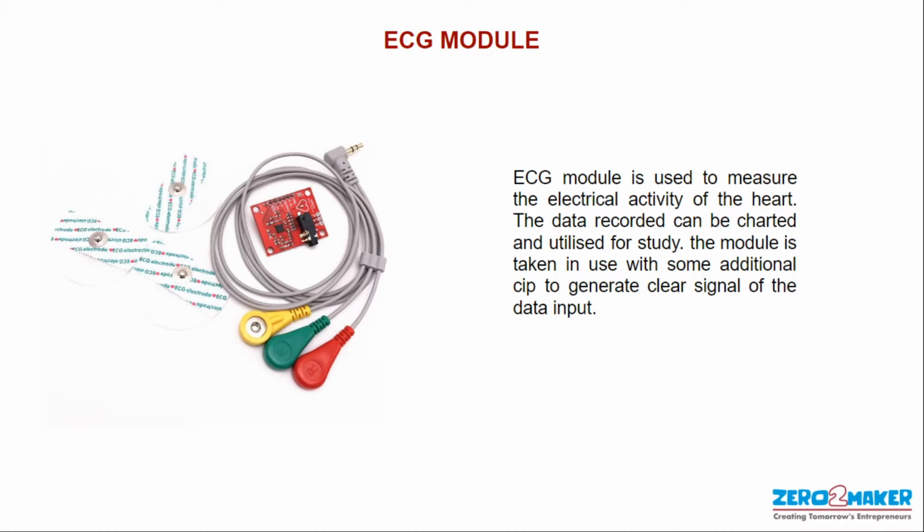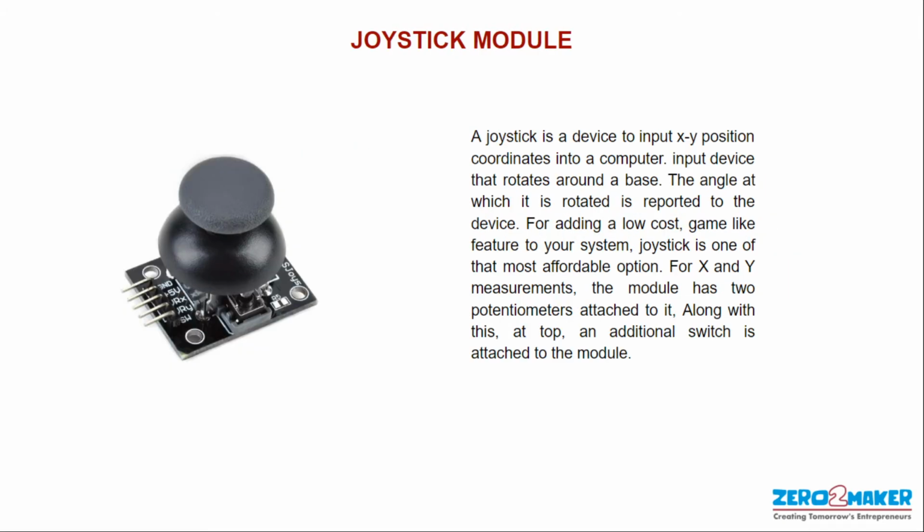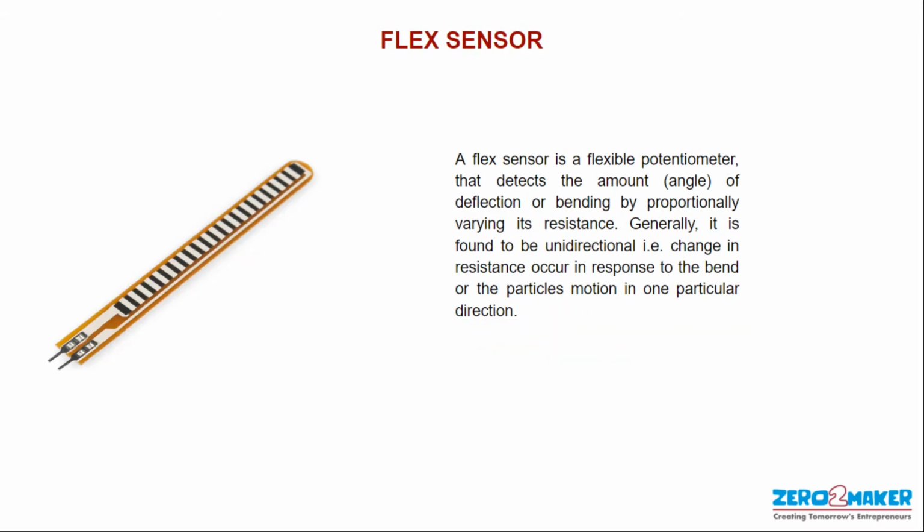This is the ECG module. It basically gives you the systolic and diastolic of your heartbeats and gives you the data to your Arduino. This is the joystick which gives you the XY directional movement, and that signal can be used for controlling servo or other motors. This is the flex sensor.